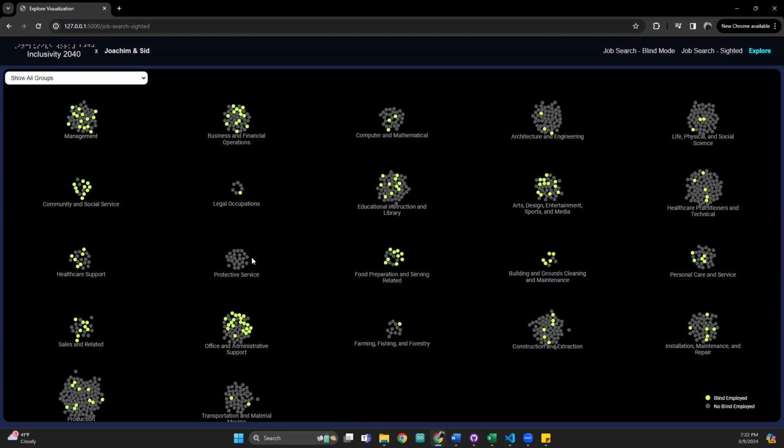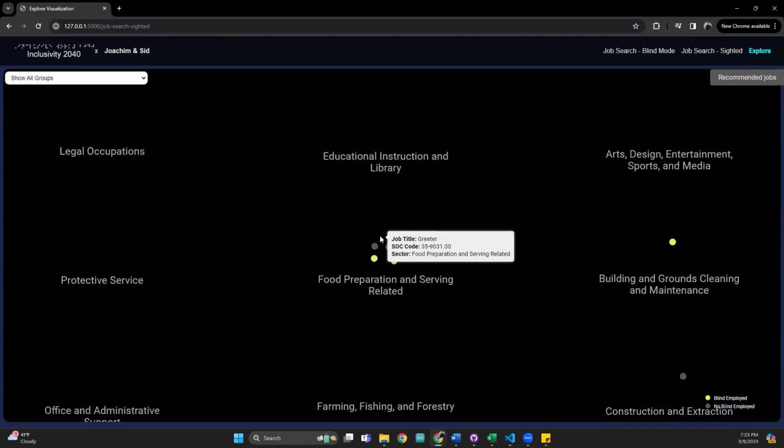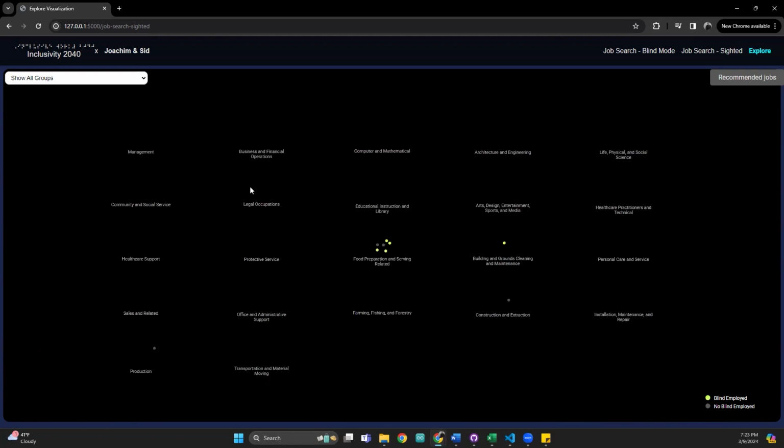So this first gives a very good illustration of the distribution of jobs that are occupied by the blind in specific domains. Now, an important feature that we leveraged, pertaining to computing similarities, was recommending jobs that a blind person can do if they have already been employed in a certain job, or some other blind person has been employed in a certain job. So for example, I see this job over here, stock clerks and sales. So when I double click on it, it now filters to show 8 other jobs that are closely related to that job according to the skills required for it. So that means if a blind person is working as a stock clerk, there's a good chance that the person can perform these other jobs.